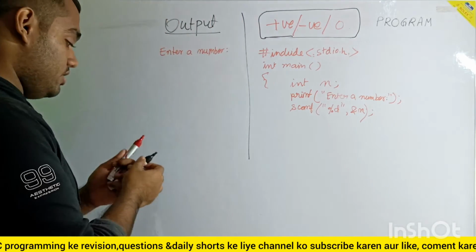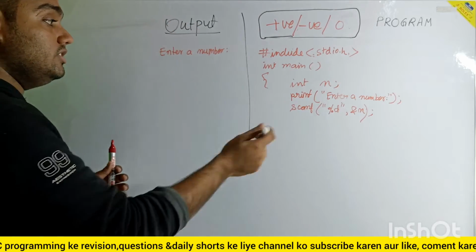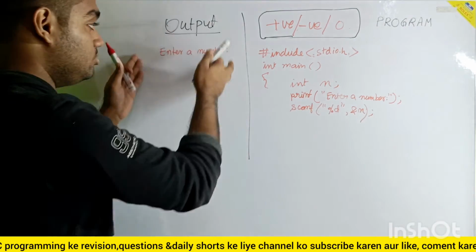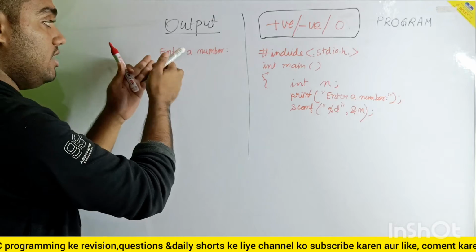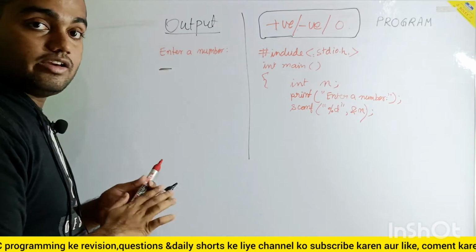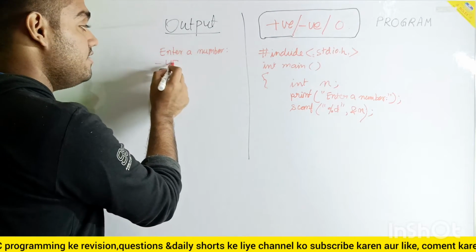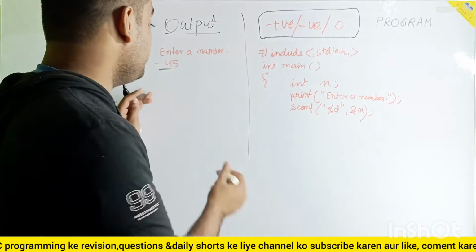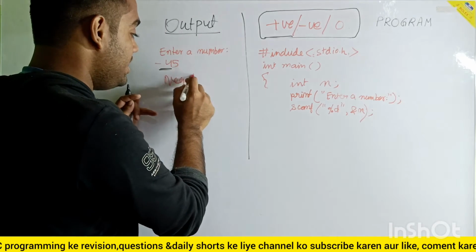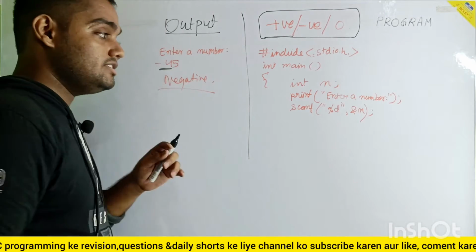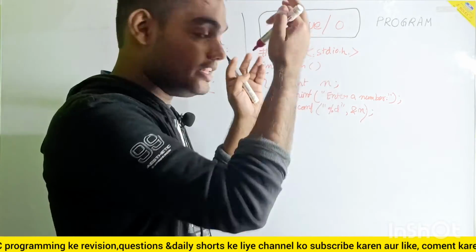Then we took an input. On the output screen, what the user will enter after this, here he will enter, for example, minus 45. He expects the answer to be negative. How we are going to do that is what we are going to do now.